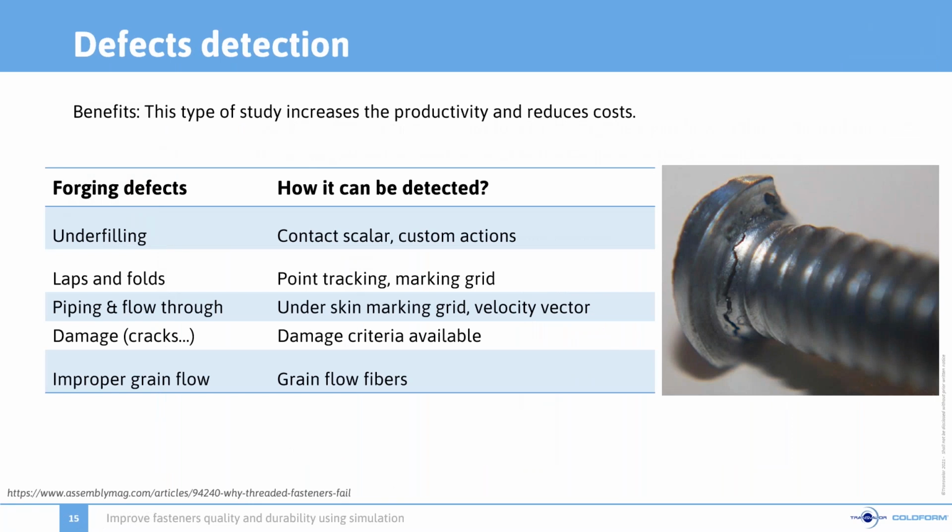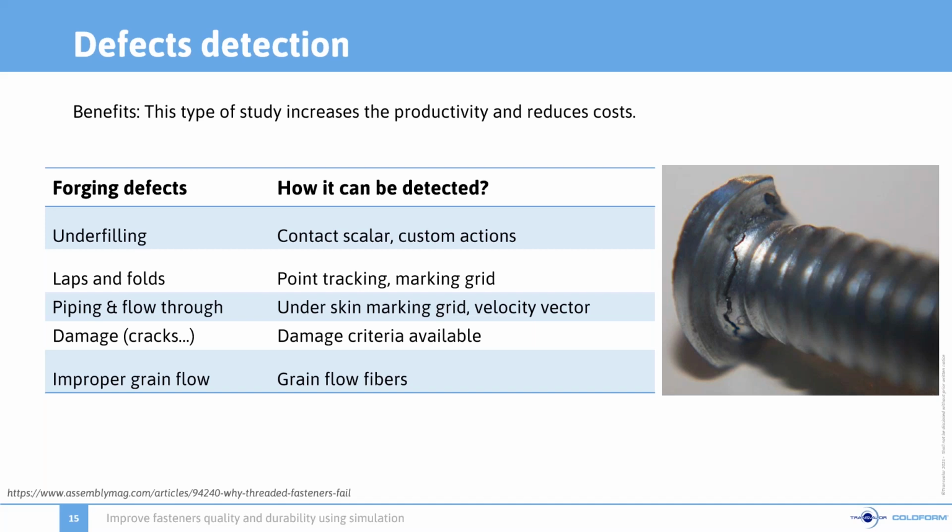For various reasons, some defects can appear randomly on forged parts. Each defect can be detected and analyzed using specific tools in the software. For example, underfilling can be detected by the contact scalar. Faults using the point tracking feature. The piping or the flow-through defect can be detected using the underskin marking grid tool or by analyzing the velocity scalars.